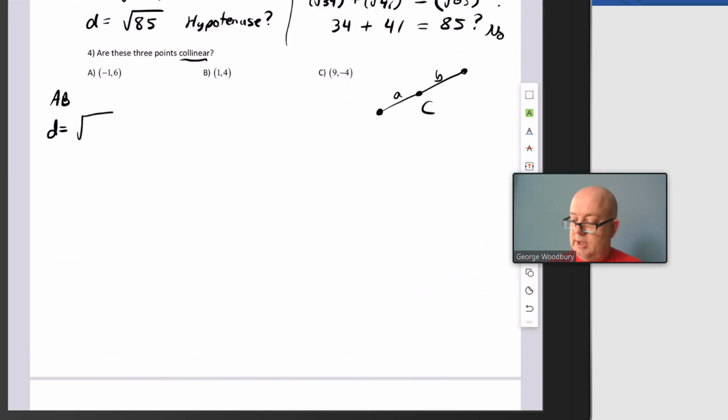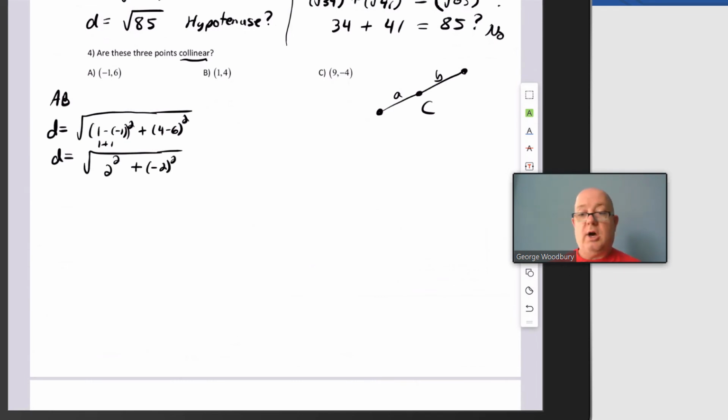This distance is going to be, the points, by the way, were -1, 6 for A, 1, 4 for B, and 9, -4 for C. So subtracting the x-coordinates, 1 minus -1, quantity squared. Subtracting the y-coordinates, that's 4 minus 6, quantity squared. 1 minus -1 is the same as 1 plus 1. So this is the square root of 2 squared plus 4 minus 6, that's -2, so -2 squared. Both of those squares are equal to 4, and 4 plus 4 is 8. So the first distance is the square root of 8.